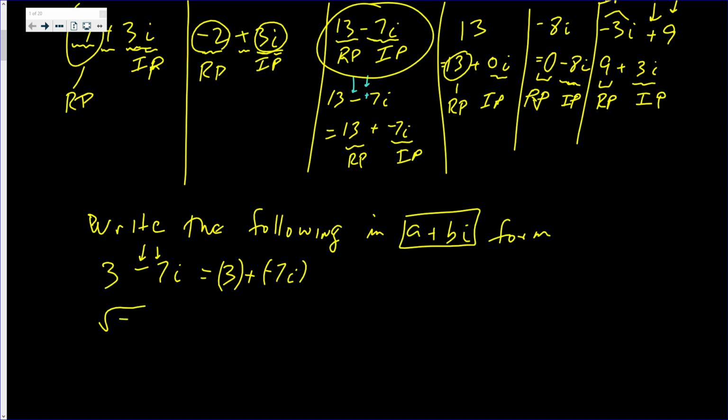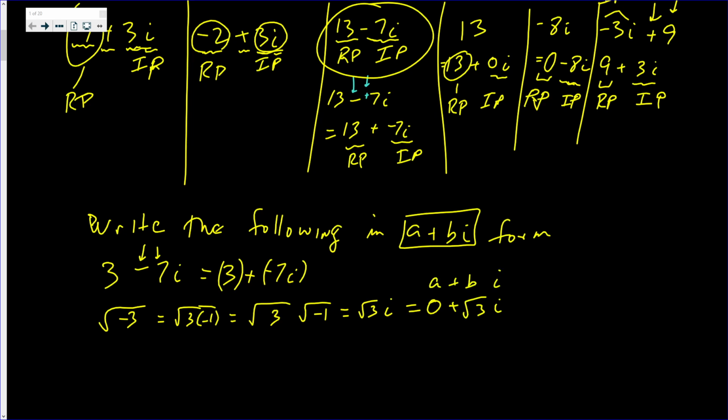The square root of negative 3. Negative 3 is the same as 3 times negative 1. If you have a product underneath the square root sign and they're not both negative, you could separate them. The square root of 3 is the square root of 3. The square root of negative 1 is I. So this is 0 plus the square root of 3 times i. A plus bi.